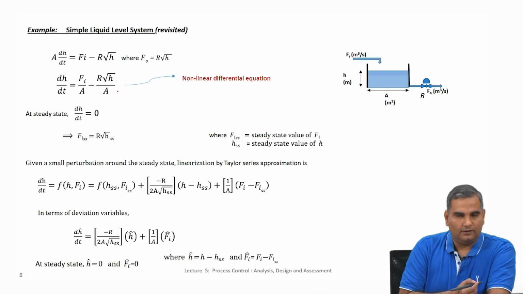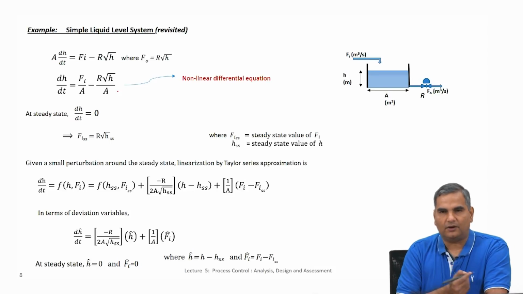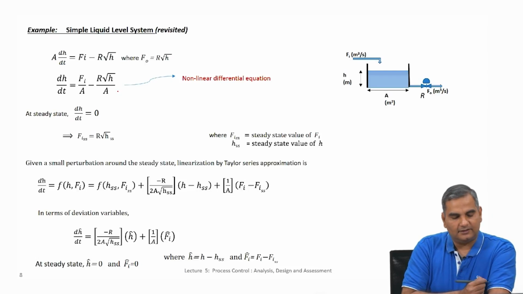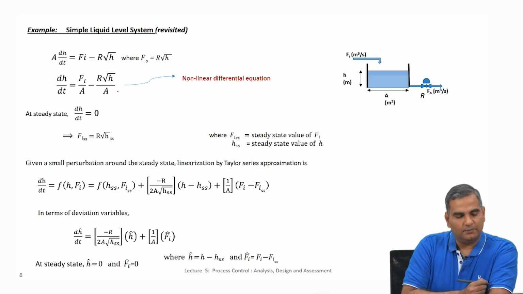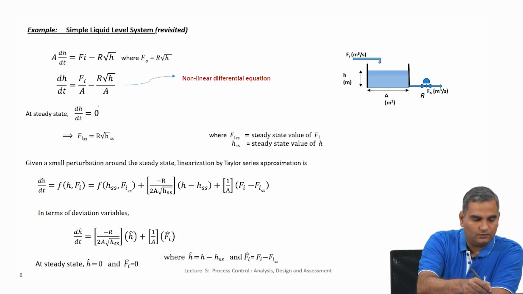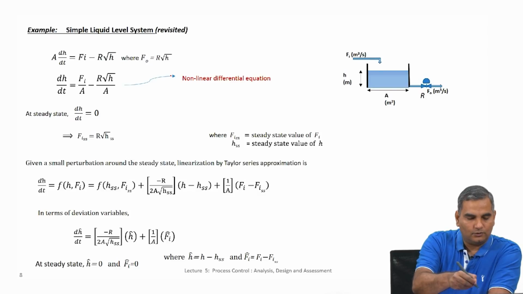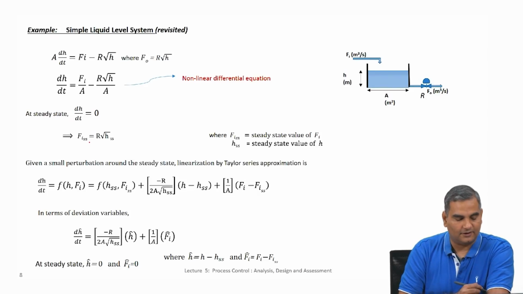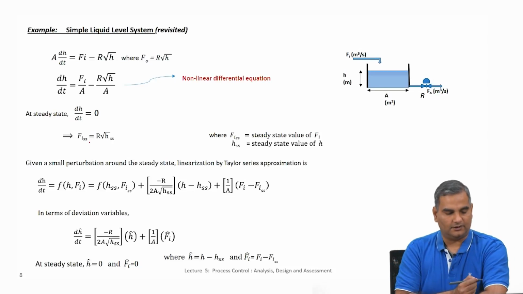So, let us look at what happens in steady state, because we said we are always going to linearize around an operating point which is a steady state. We have already seen that at steady state dh by dt is 0, which basically says if fi is at its steady state, the right hand side goes to 0. You can take it to the other side, which means fi minus r root h is 0. So, at steady state, FISS, the fi steady state value, is r root h steady state. These are the two steady state values.